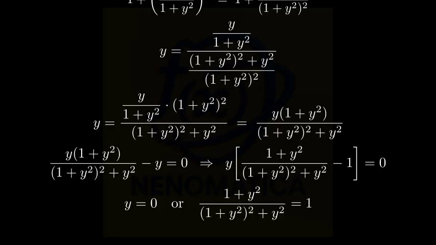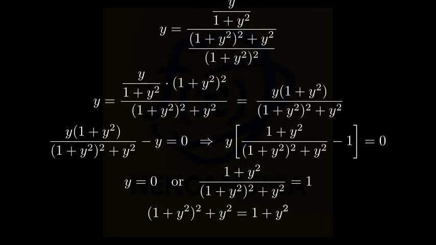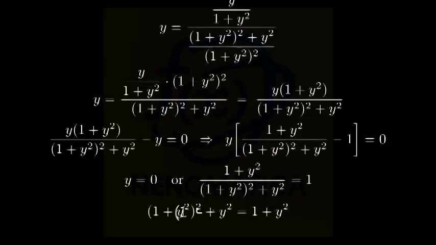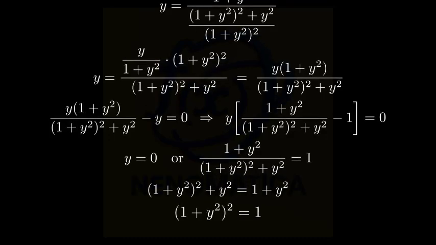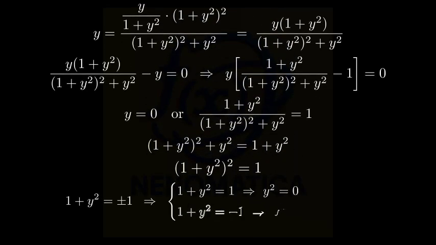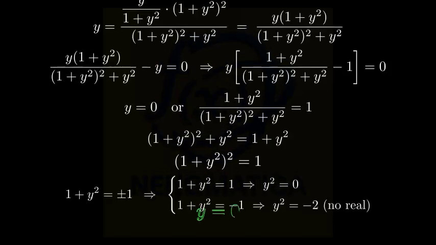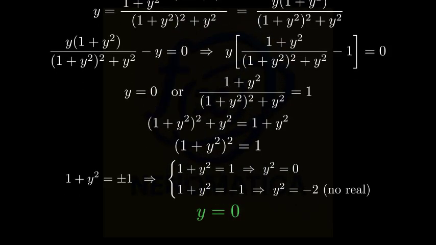Step 7. Solve the second case. Cross-multiply to obtain (1 plus y squared) squared plus y squared equals 1 plus y squared. That simplifies to (1 plus y squared) squared equals 1. Step 8. Take square roots. We get 1 plus y squared equals plus or minus 1. The negative case would force y squared to be negative, which is impossible over the reals. Therefore, y equals 0 is the only real solution.